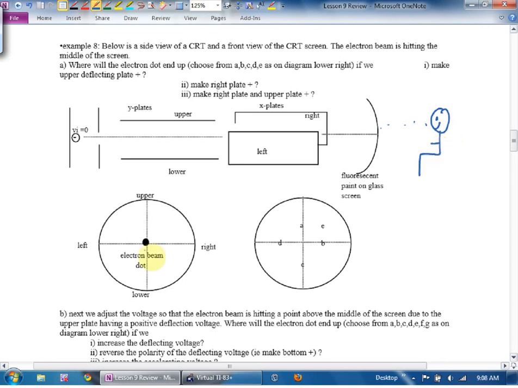Where will the electron dot end up? Location A, B, C, D, or E, if we make the right plate positive. If we made that plate positive right there, where would the electron get deflected to? A, B, C, D, or E? What would this person see?